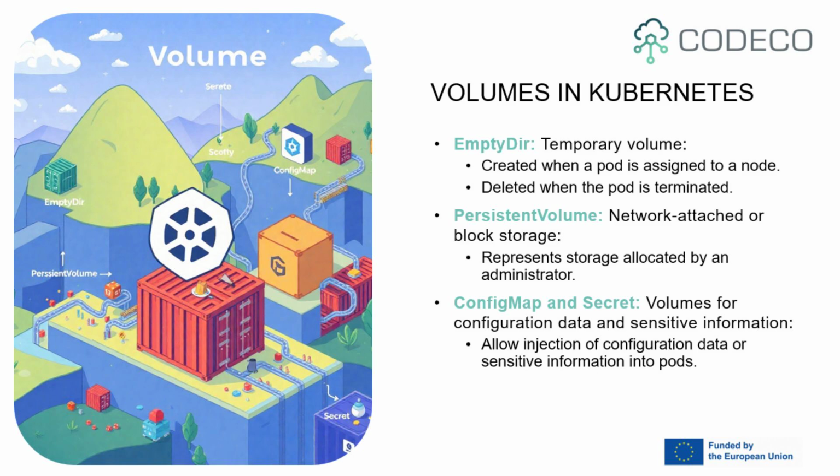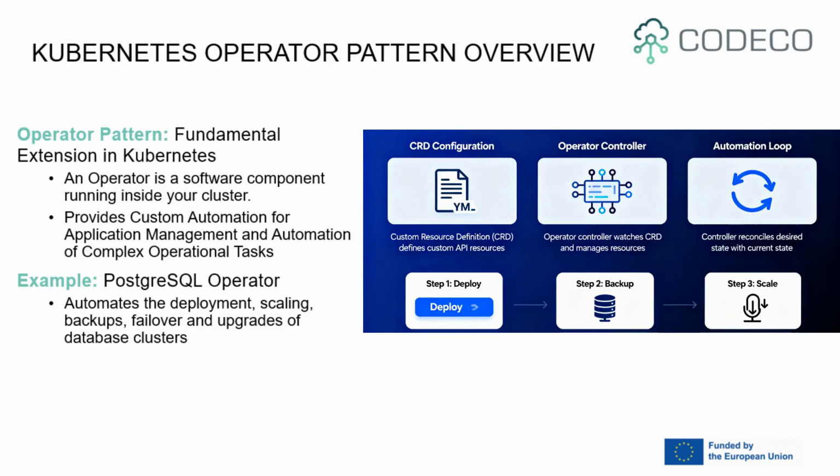Persistent volume represents a piece of network-attached storage, NAS, or block storage allocated by an administrator. ConfigMap and secret are special types of volumes that allow you to inject configuration data or sensitive information into pods. One of the most important patterns used in Kubernetes is the operator pattern, which is a fundamental extension in Kubernetes. It enables custom automation for application management and automation of complex operational tasks beyond what vanilla Kubernetes provides.